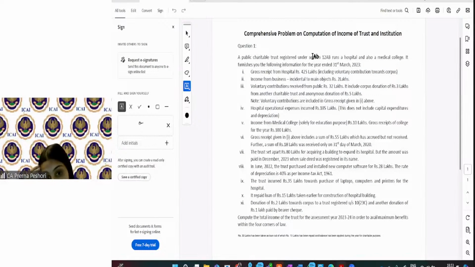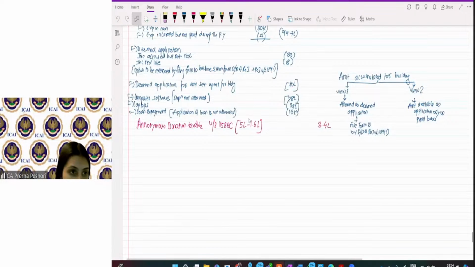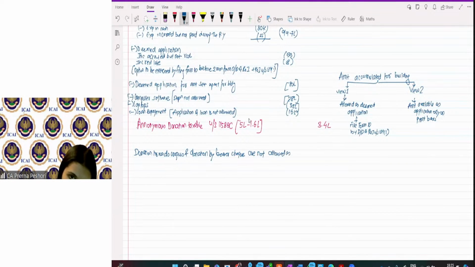Donation by bearer cheque disallowed. Yes, donation towards corpus is also not allowed. Yes, Mansha, you are correct. Yes, Munish, you are correct. So here, both of these will not be considered as the eligible application. So you can just write down over here. Donation towards corpus and donation by bearer cheque are not allowed as application.